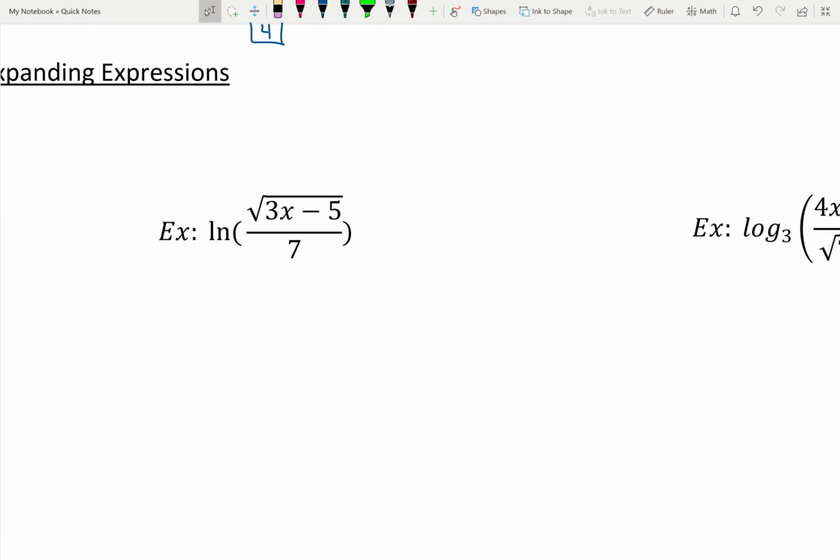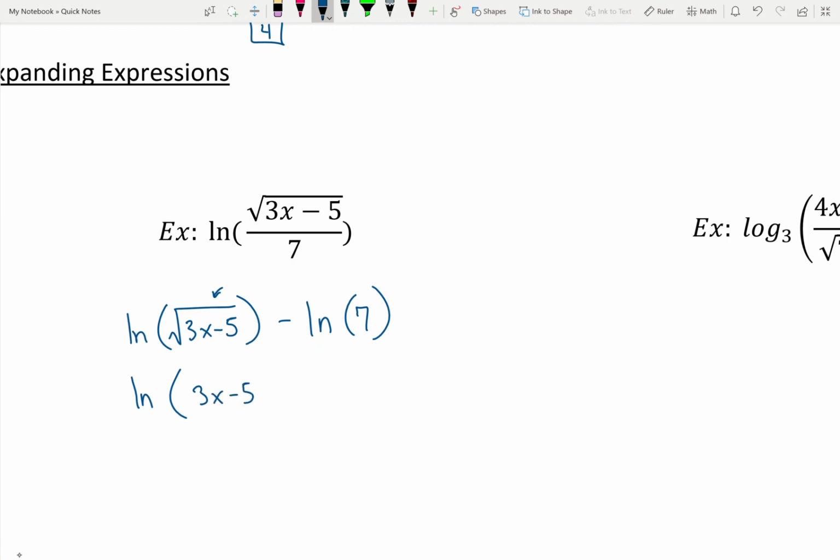Okay, so next we have ln of square root of 3x minus 5 divided by 7. So first thing we see is that there's some division, it's a quotient. So let's split it up, okay? So using the quotient rule, we can write this as ln of square root of 3x minus 5 minus ln of 7. We would be done, except that this guy still has an exponent. What is his exponent? Well, we can rewrite square root as 1 over 2 as an exponent.